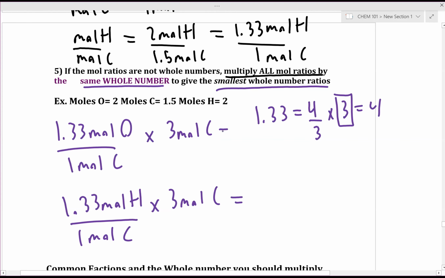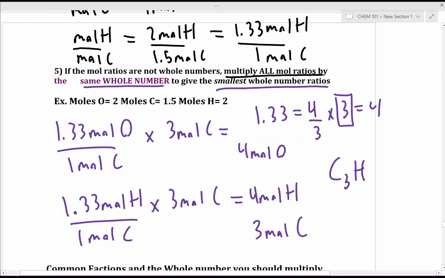So that in turn gives us 4 moles of oxygen, 4 moles of hydrogen, and this is really important, how many moles of carbon do we have? 3, because that's what we chose for our whole number. So then, if we had to write our empirical formula, how many carbons would I write? 3. How many hydrogens? 4. And how many oxygens? 4. There we go. Does that process make sense?